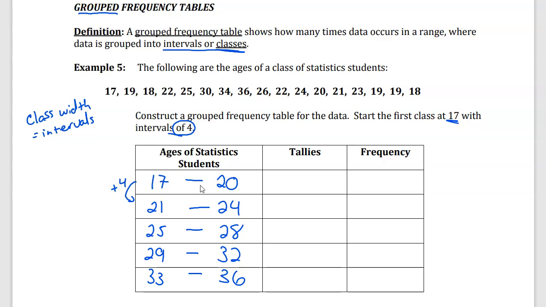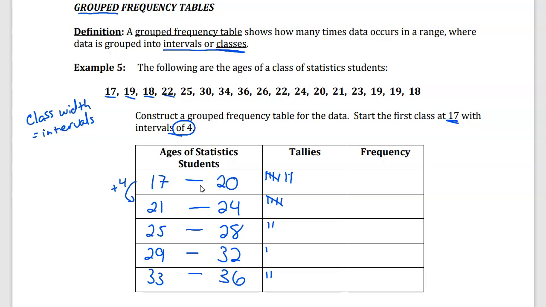Then the tallies is literally just going through and making a tally mark. 17 falls in this category. 19 also falls here. 18 will fall in this category. 22 falls in this category. And continue. So 25, 30, 34, 36, 26, 22, 24, 20, 21, 23, 19, 19, and 18. Your frequency, you just add them up.